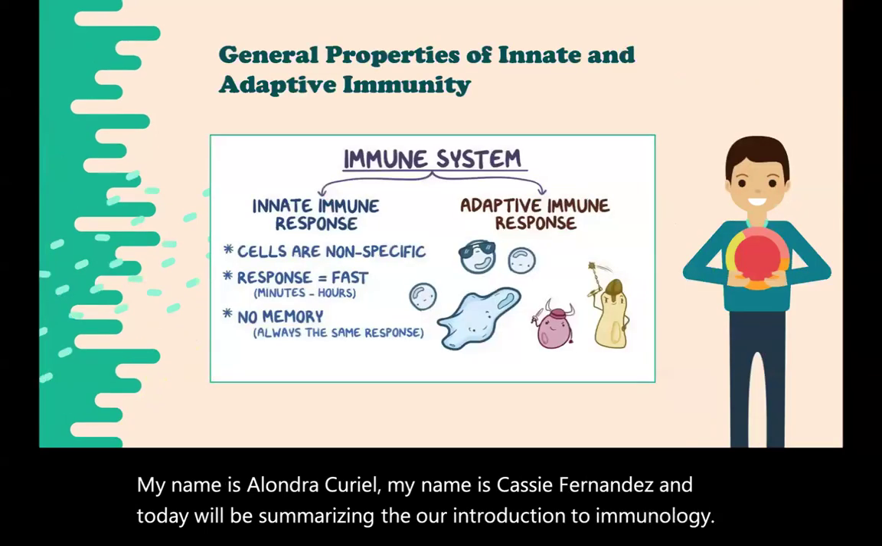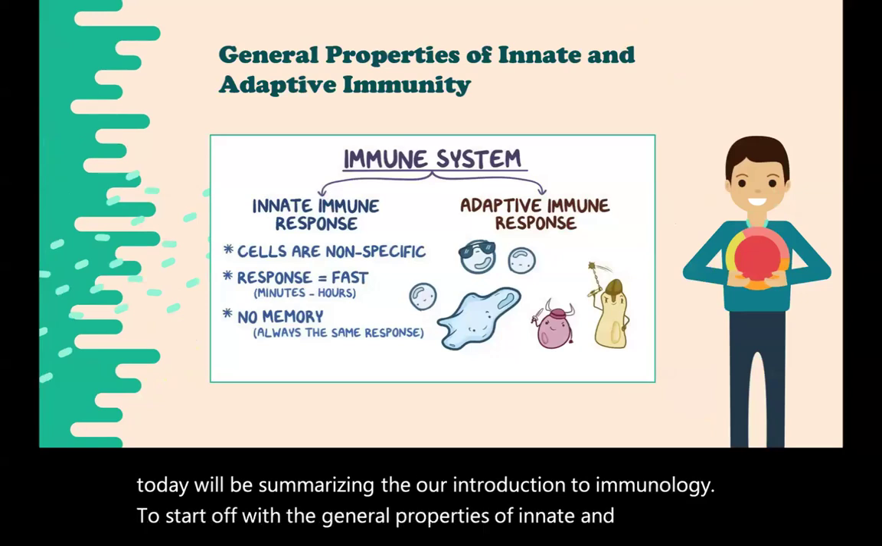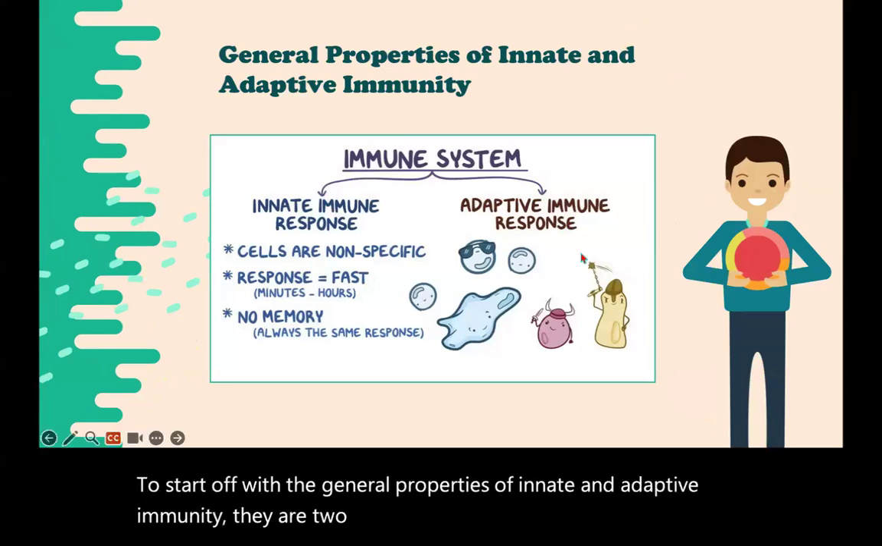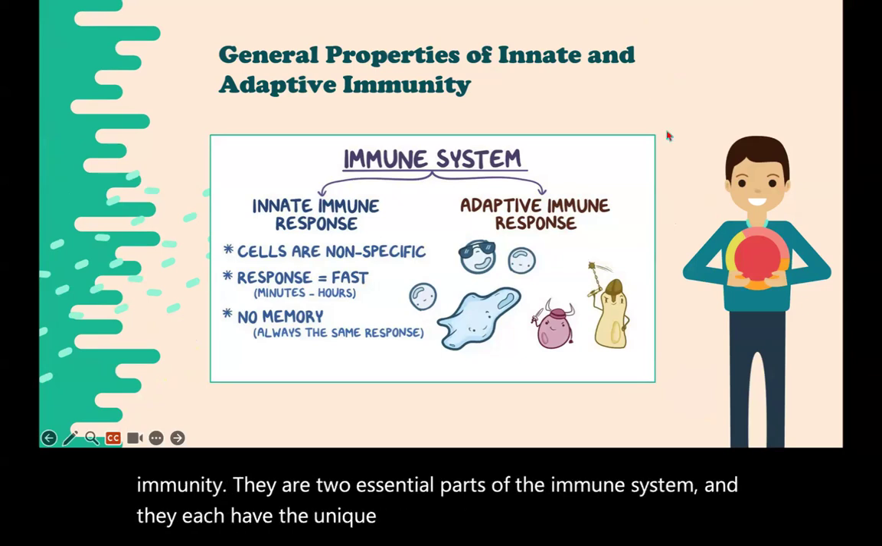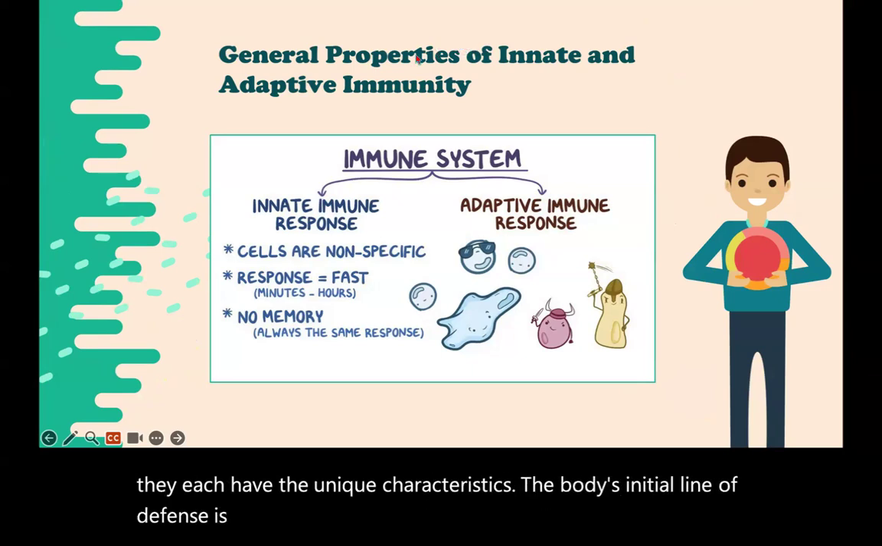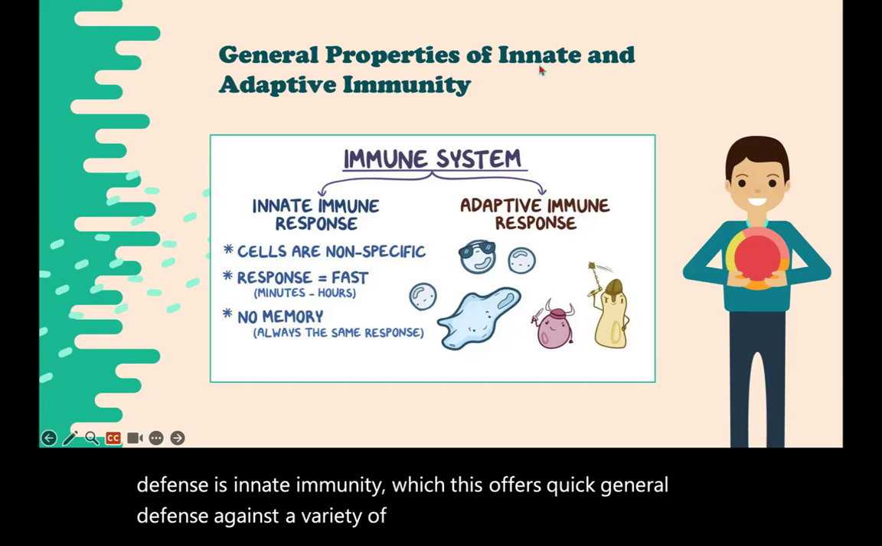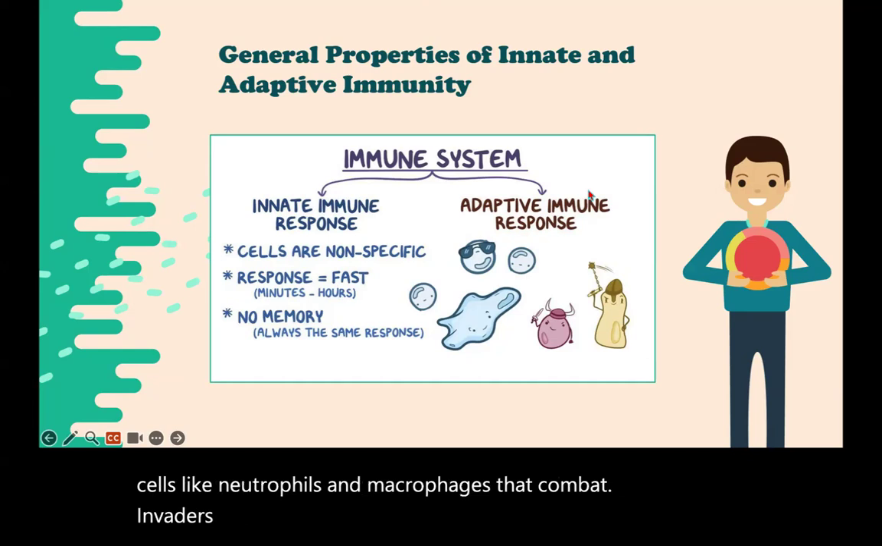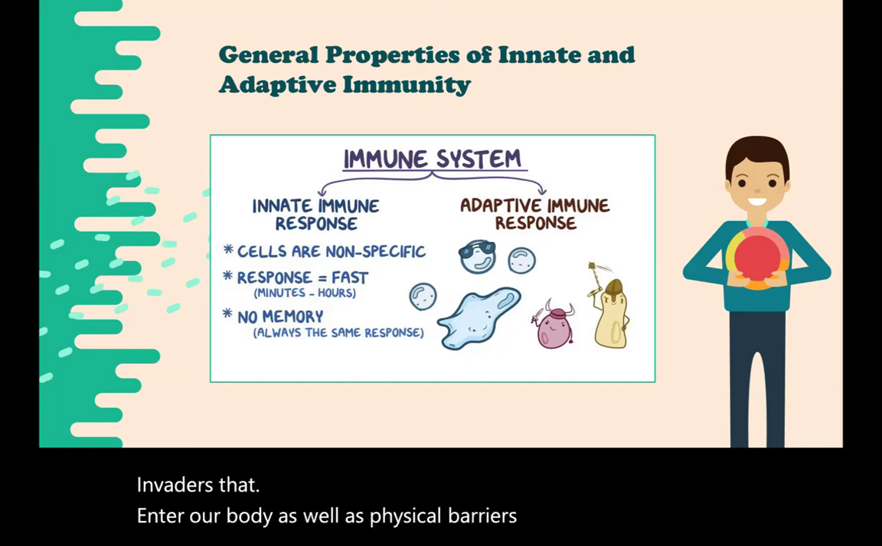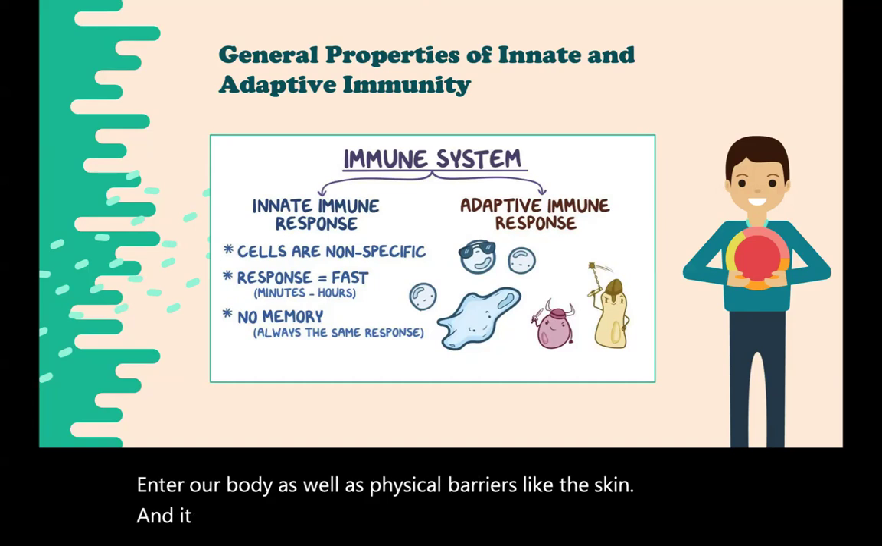To start off with the general properties of innate and adaptive immunity, they are two essential parts of the immune system and they each have unique characteristics. The body's initial line of defense is innate immunity, which offers quick general defense against a variety of infections. It also consists of immune cells like neutrophils and macrophages that combat invaders that enter our body, as well as physical barriers like the skin. It has constant exposure to the same infection, but it won't make it better.